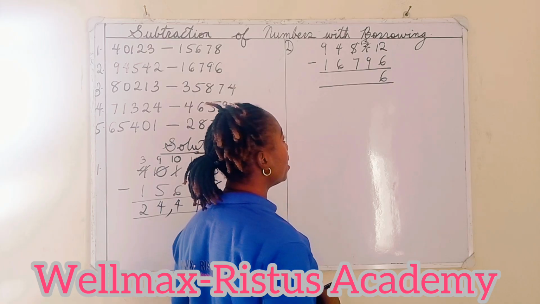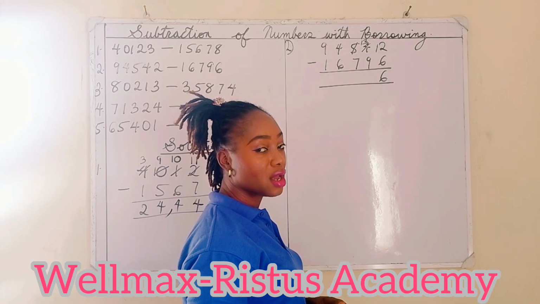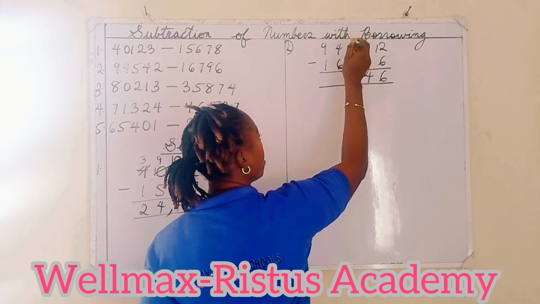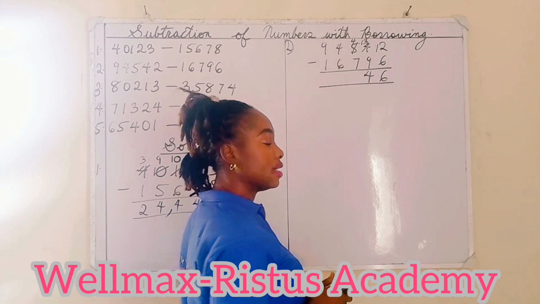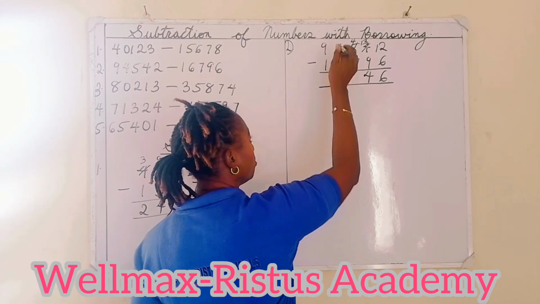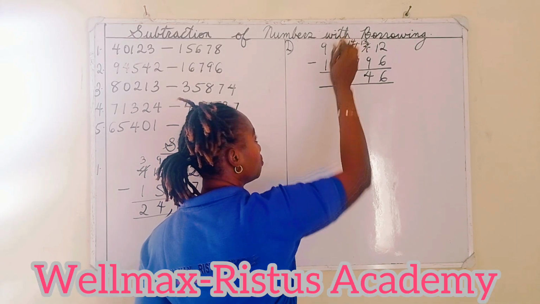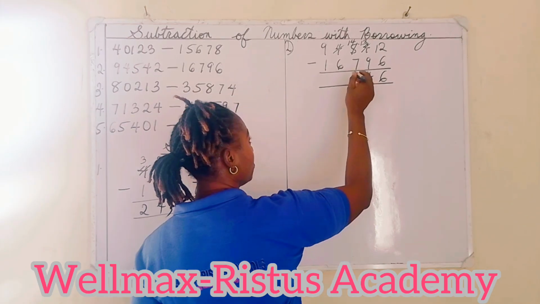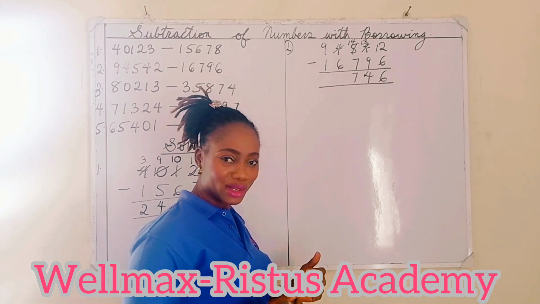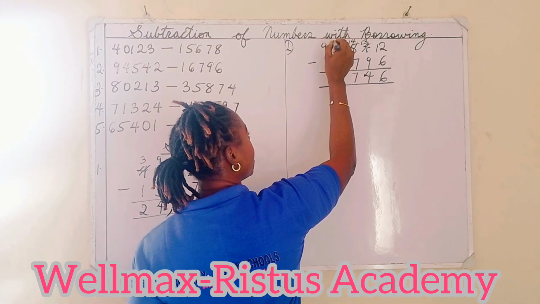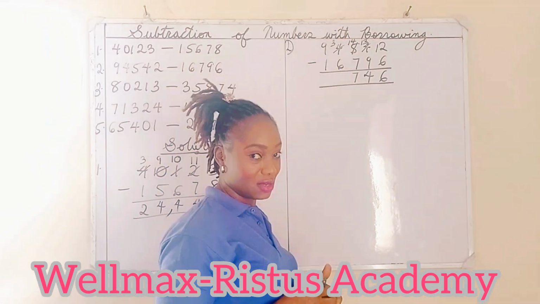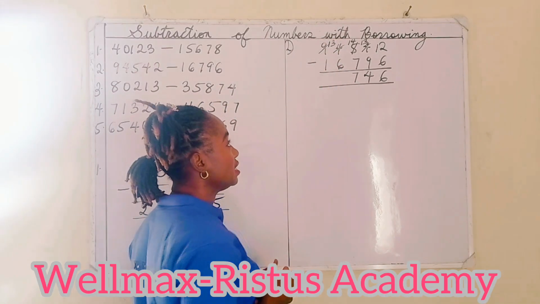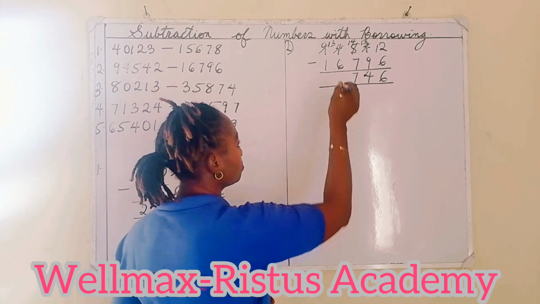Now 13 take away 9 is what? 4. And from here we're left with 4. 4 cannot take away 7. So we're going to borrow from 4 here, add it to 4 to make it 14. 14 take away 7 gives us 7. I hope you're getting the logic. Now we have 3 left here. And obviously 3 cannot take away 6. So we're also going to borrow from 9. Add it to 3 to make it 13. And 13 take away 6 is 7.